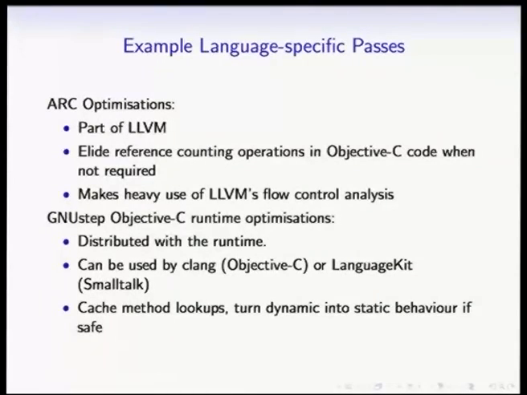These automatic reference counting optimizations are part of LLVM now. They use LLVM's flow control analysis, and they determine whether reference count manipulation operations are redundant or not. And if they're redundant, they remove them. So it's pretty language specific. And it can also be library specific.